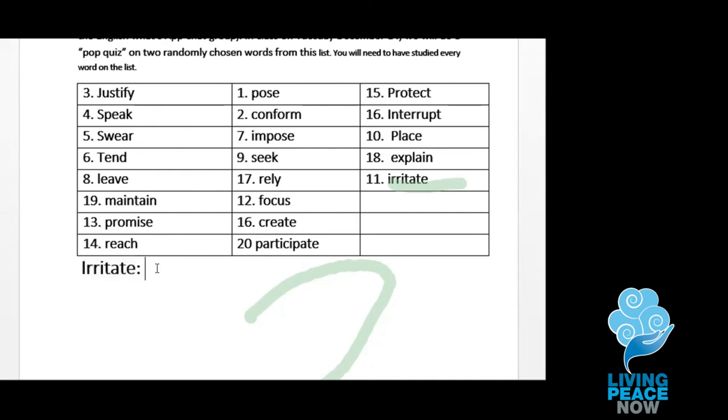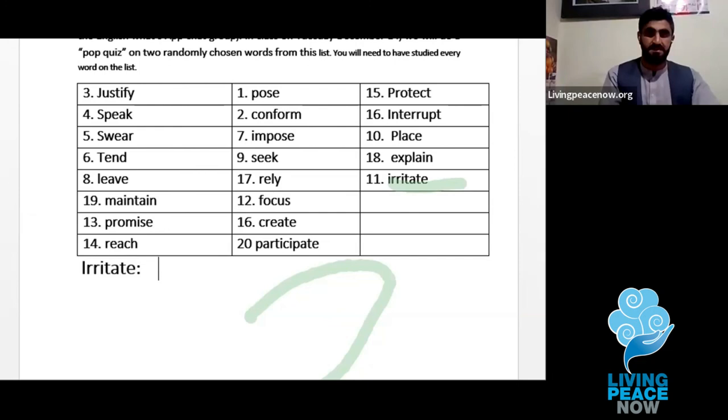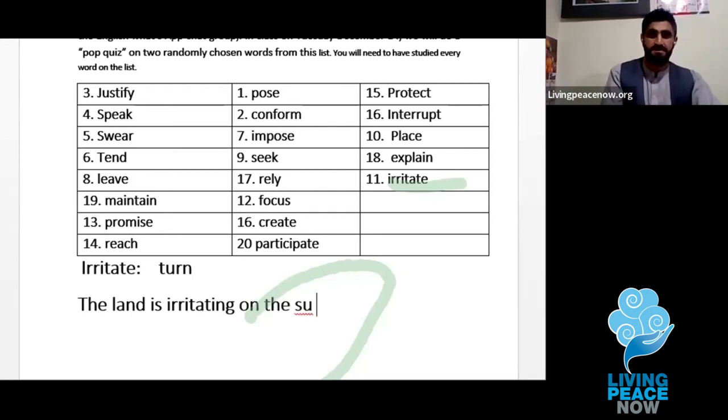Yes, irritate means, in first we say turn in English. In Pashto, we say tafhedil. Irritate something in a core, inside of something, that means irritate. For example, the land is irritating on the sun. Irritate means turning the head. Irritation, right?